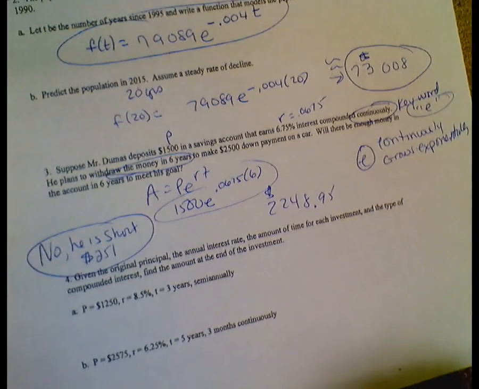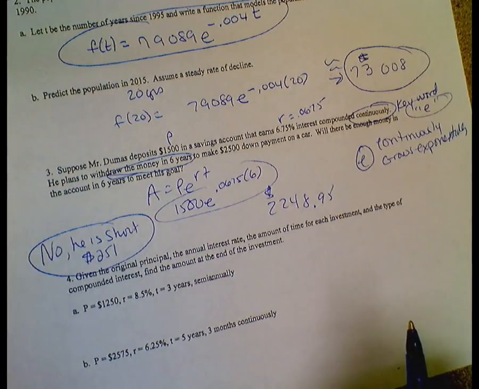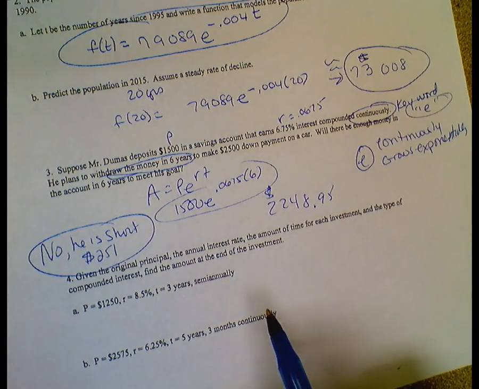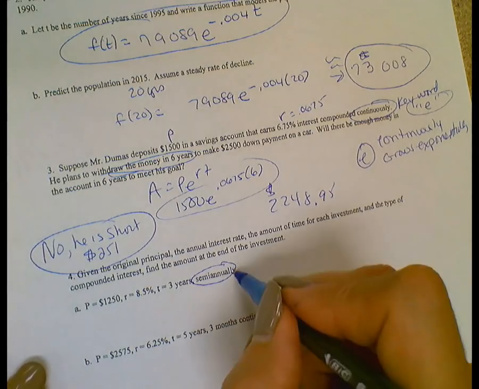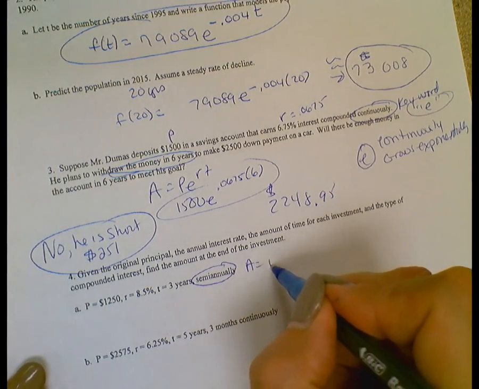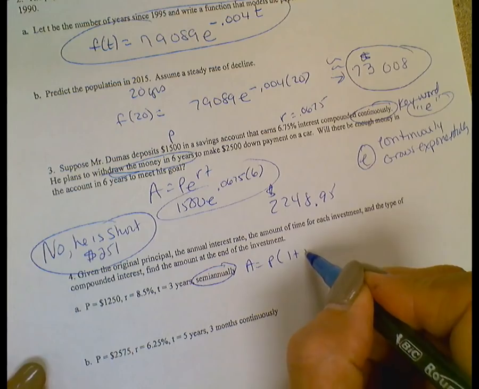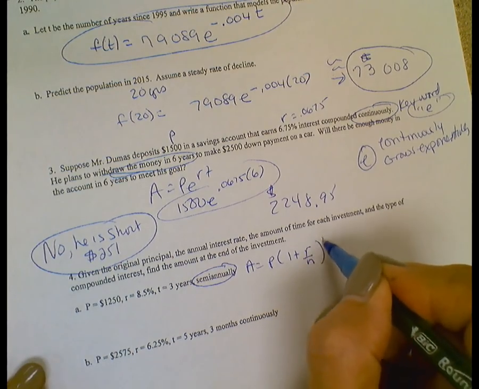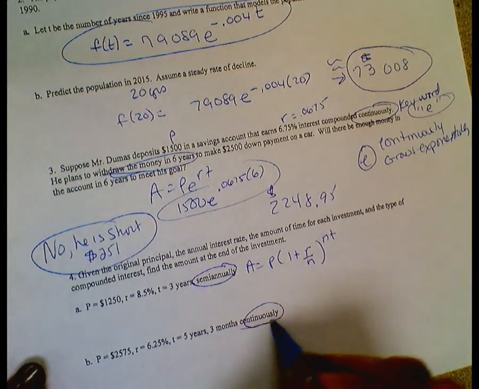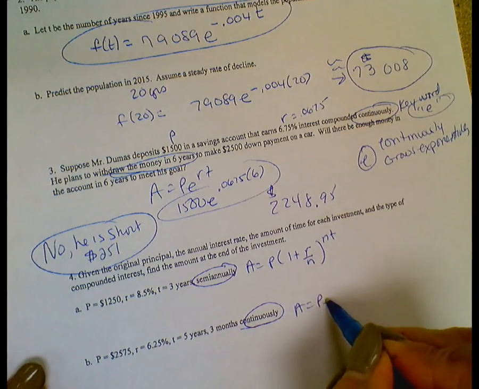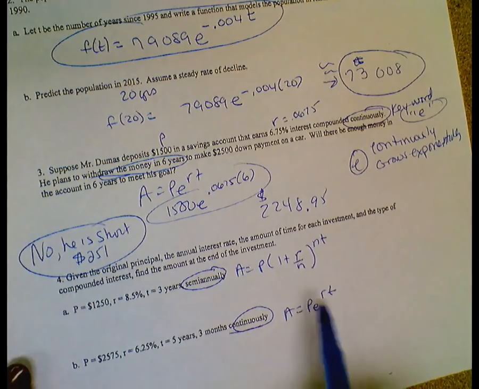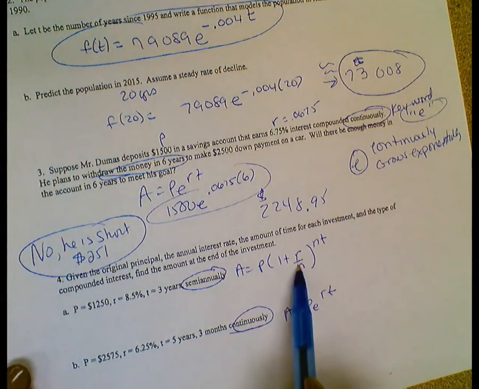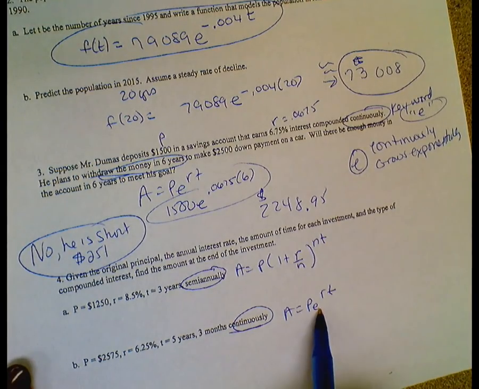Given the original principal, the annual interest rate, the amount of time for each investment, and the type of compounded interest, find the amount at the end of the investment. So semi-annually goes back to yesterday's notes. So we went with this formula. And the word continuously is this formula. Know the difference. So it's either this or it's this based off these words. Semi-annually is compound interest. Continuously is PERT.